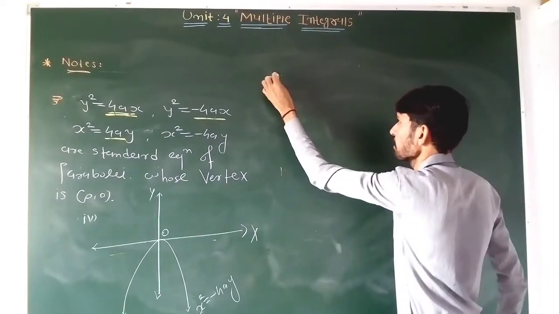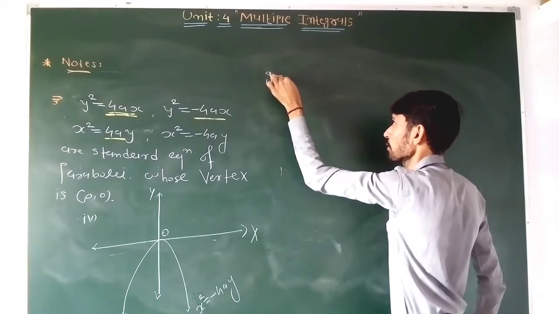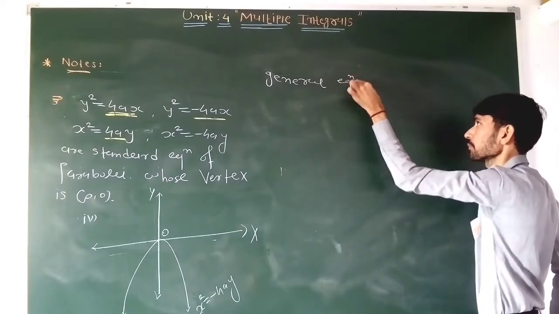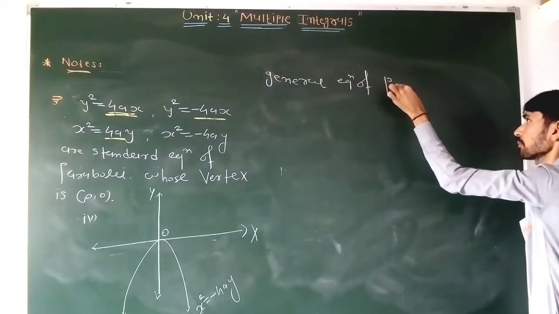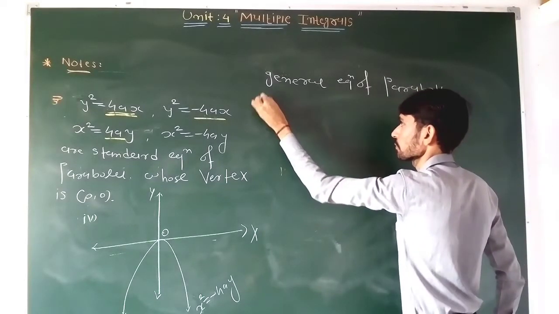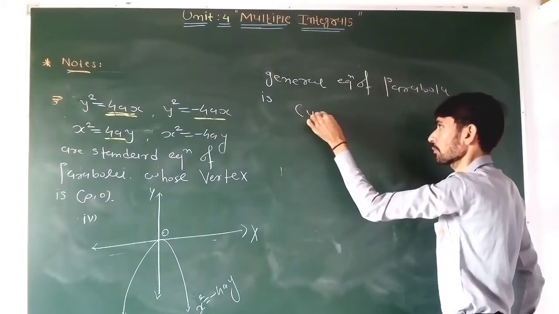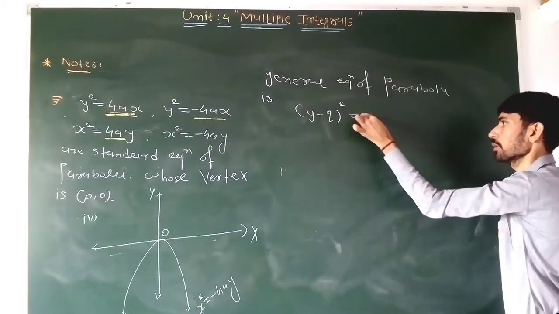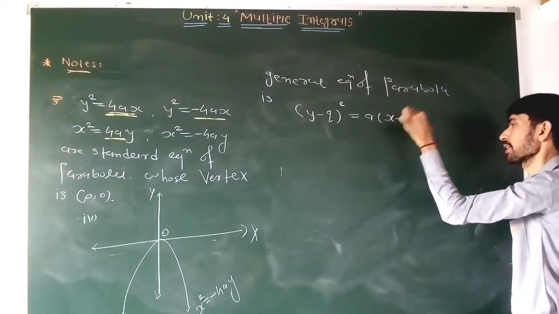So here we write the general equation. Note down. General equation of parabola is y minus q whole square is equal to a x minus p.